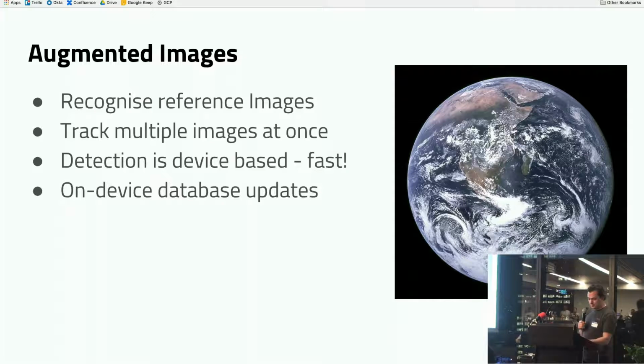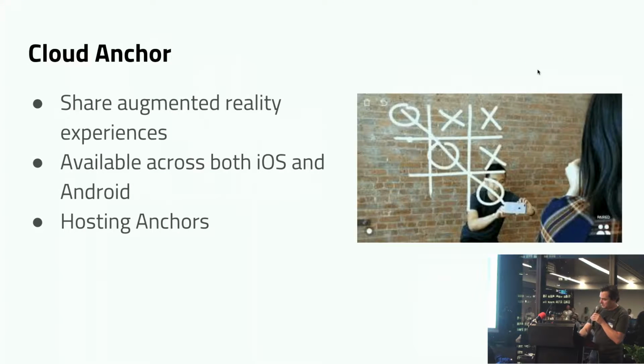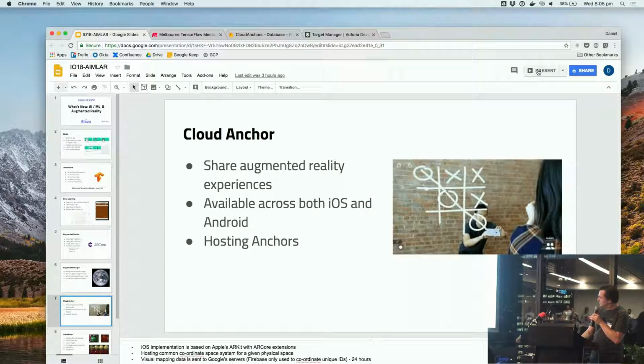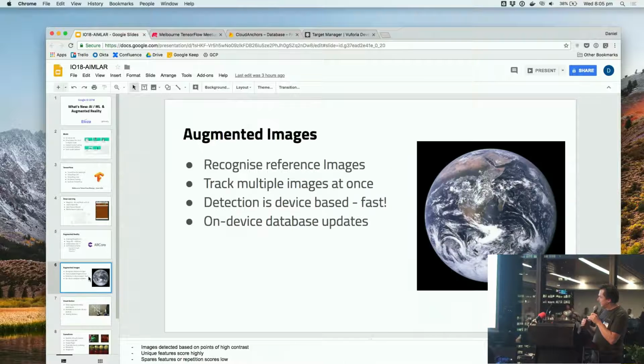Okay. Let's do it. So these augmented images allow you to set up a reference image for your AR to recognize, to work on. And when it sees that, it can actually project a 3D image. Now this is a technology that's been out for a long time. But it's something that I think is useful for us to have on the platform.